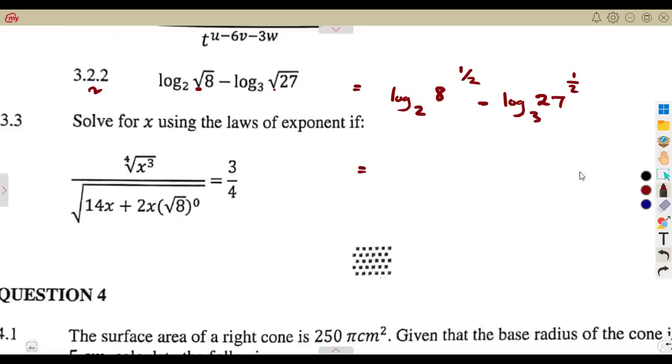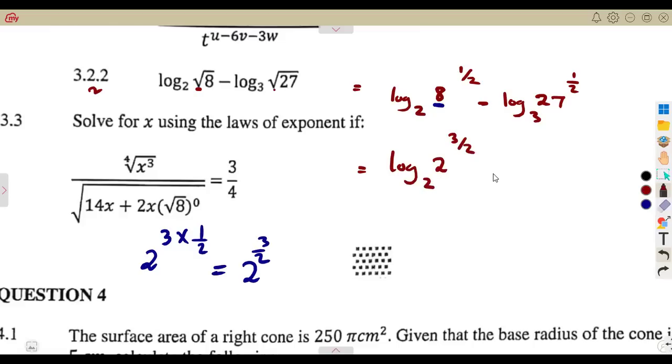Remember, in our logarithms, we can write the 2 and the 8 in the same base. So 8 in the base of 2 is 2 to the exponent of 3. But it's already raised to the exponent of a half, so this is going to be 2 to the exponent of 3 over 2. So this is the logarithm of 2 raised to the exponent of 3 over 2 in the base of 2.